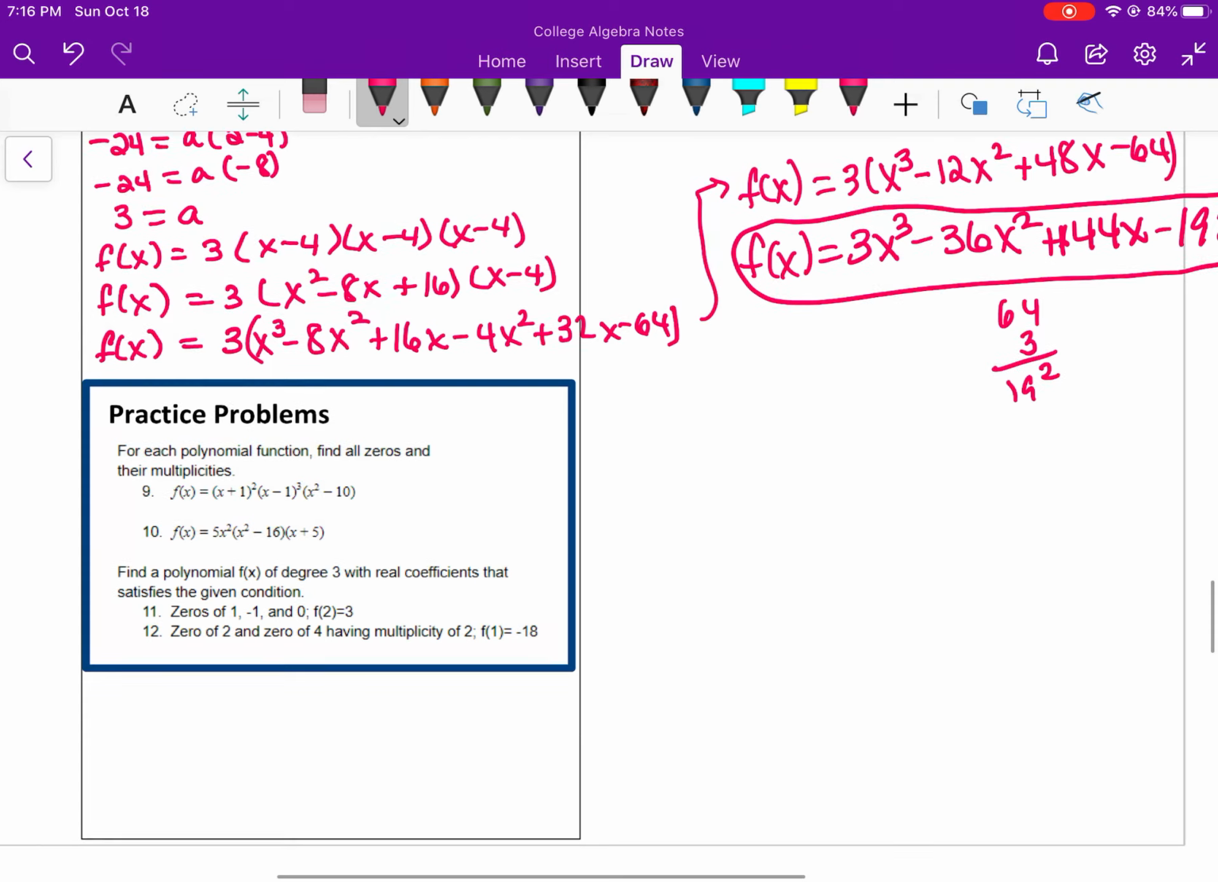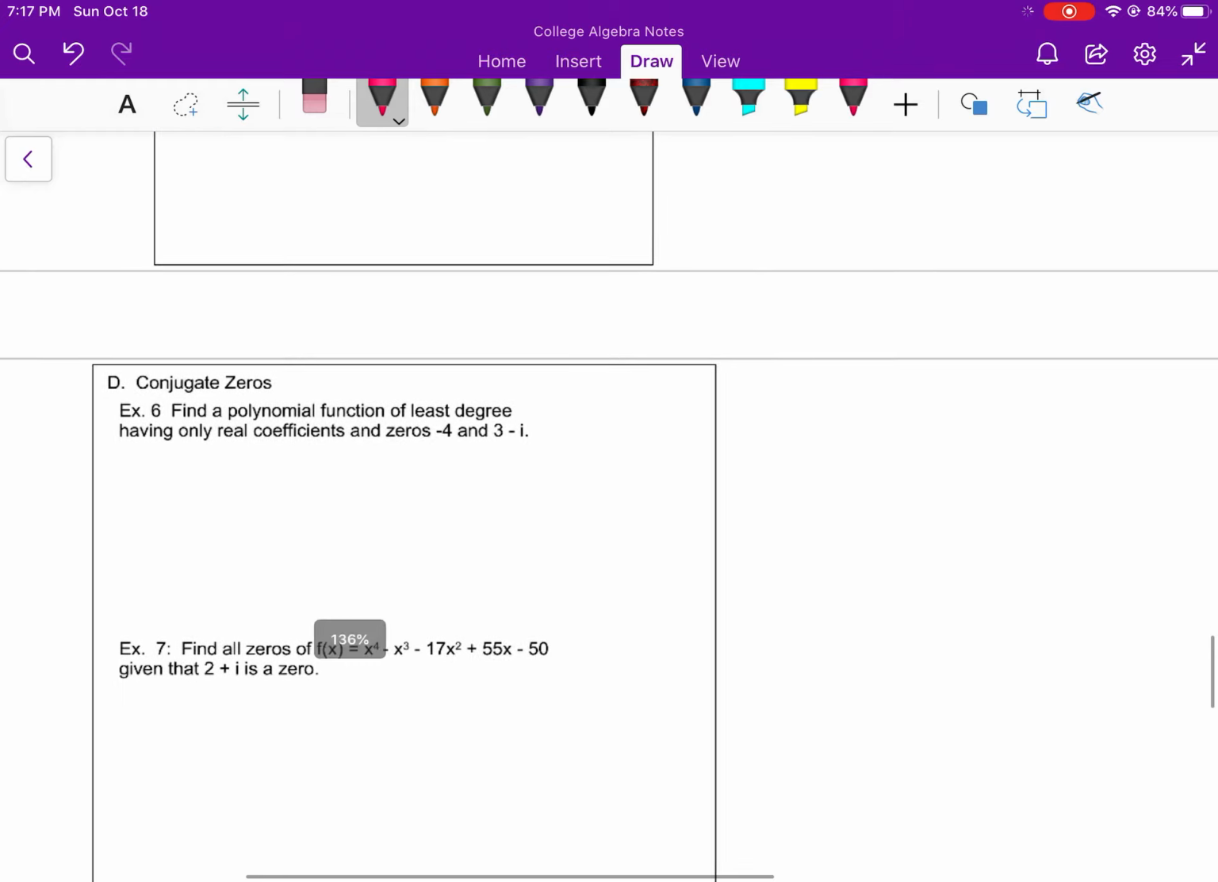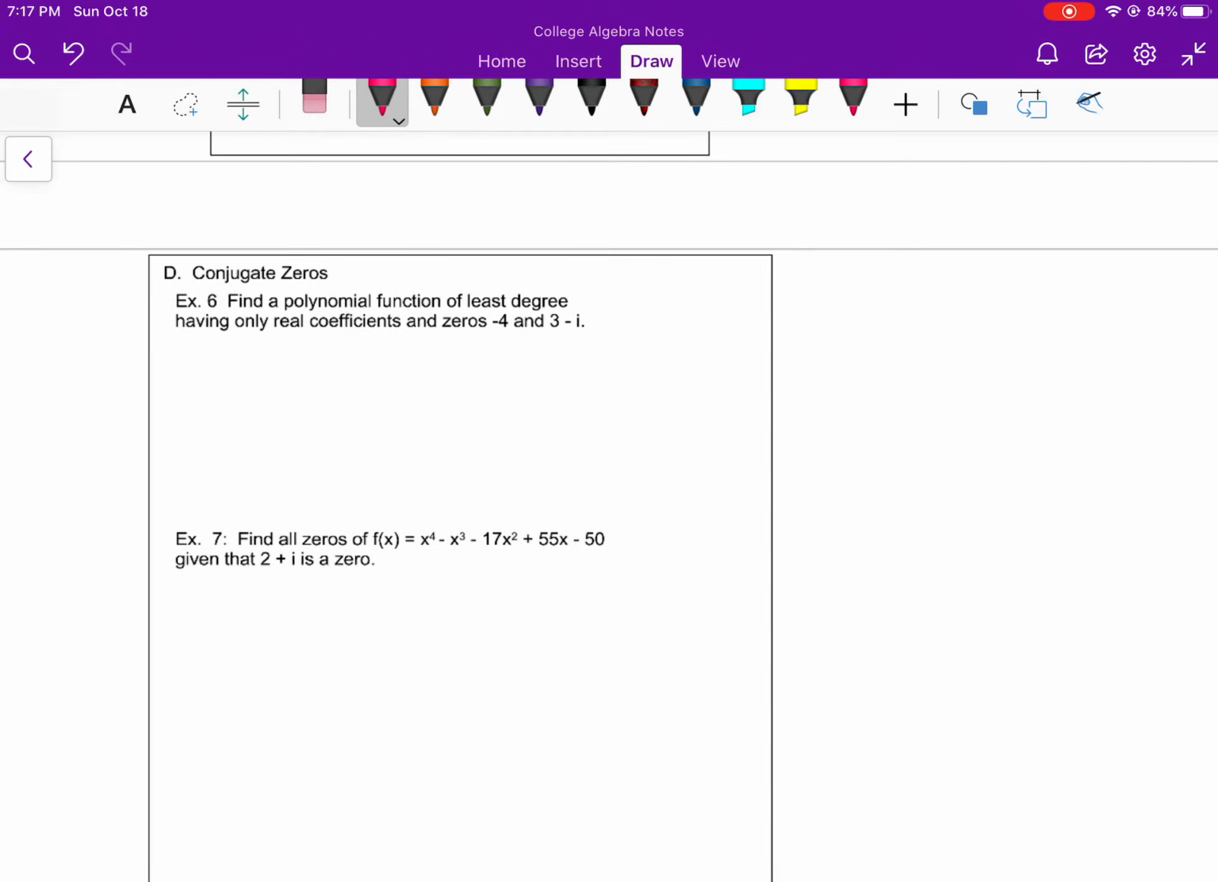Okay, so there's a few practice problems there for you to play with. And then we're going to get into conjugate zeros. So the way conjugate zeros work, some polynomials have zeros that are real, and also some zeros could be imaginary. So if they're imaginary numbers or complex numbers, they always come in conjugate pairs. So for our first one, we have the zero, negative 4, and we also have 3 minus i. So from there, I can deduce that because 3 minus i is a zero, 3 plus i is also a zero.